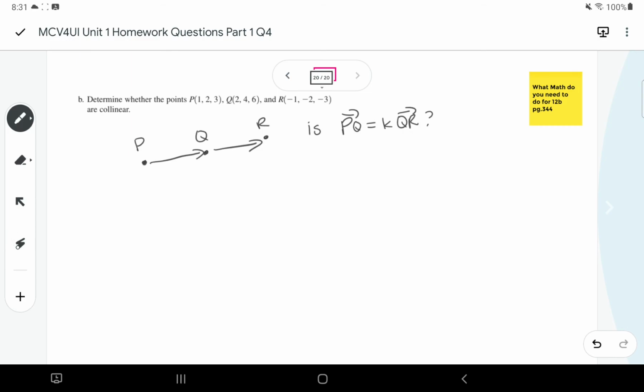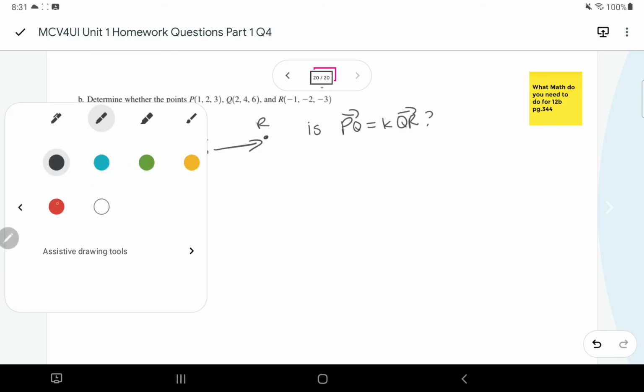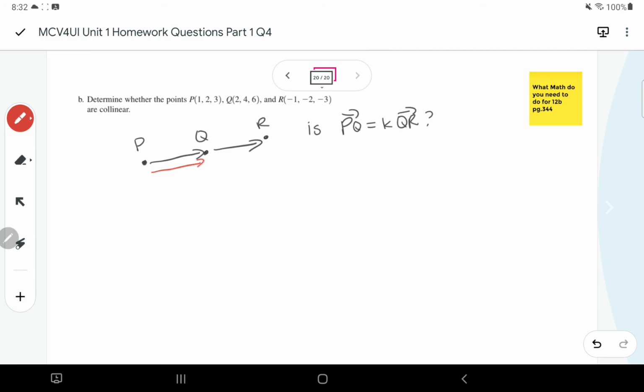Are they scalar multiples? There's other ways of looking at that. You could also say, hey, what if I did PQ and PR? That would work. Or what if I did QR and PR. Whatever combination of these that you want to do, that's totally fine. But I usually just do PQ, QR.